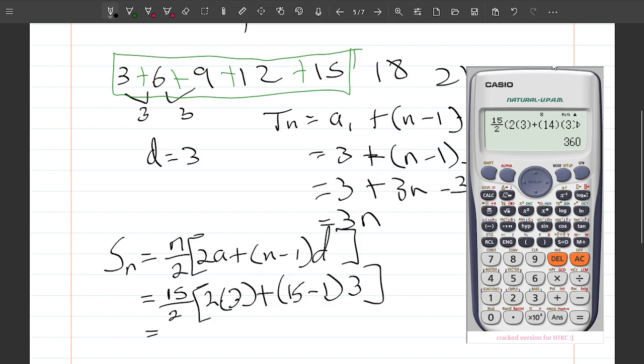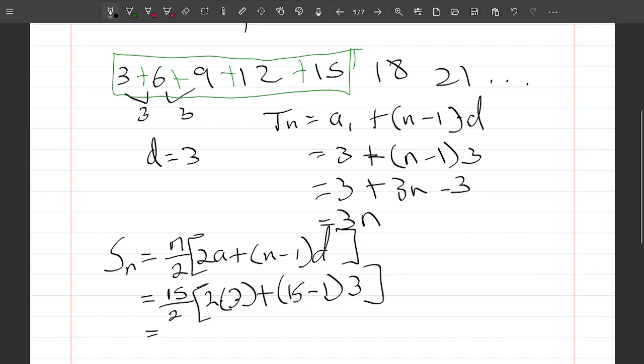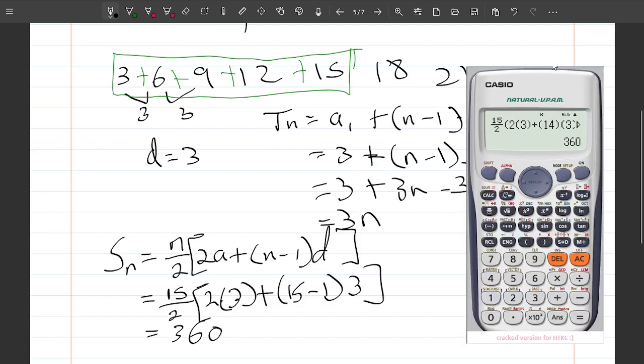Okay, that's what we get from the calculator, and we're going to test it out now. It says this will add up to 360, but let's test it out manually within the series. If I grab the calculator and add up those terms, 3 plus 6 plus 9 plus 12 plus 15, I actually get 405. Where did I get that from?